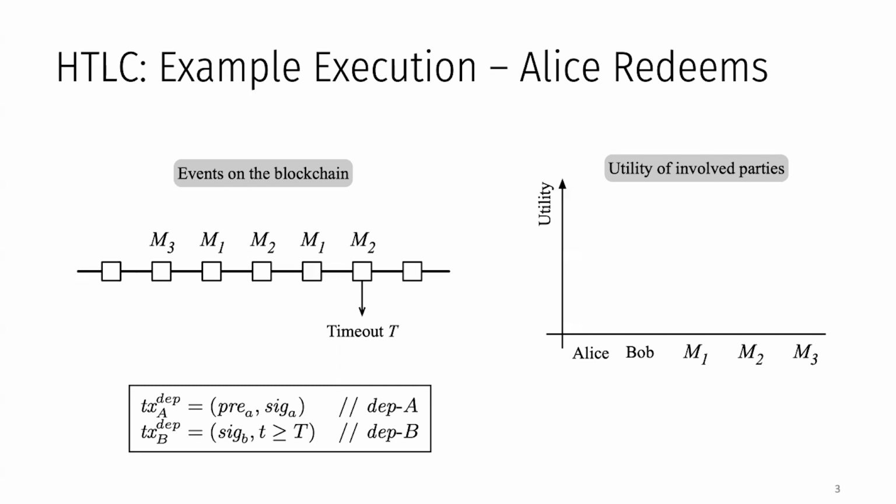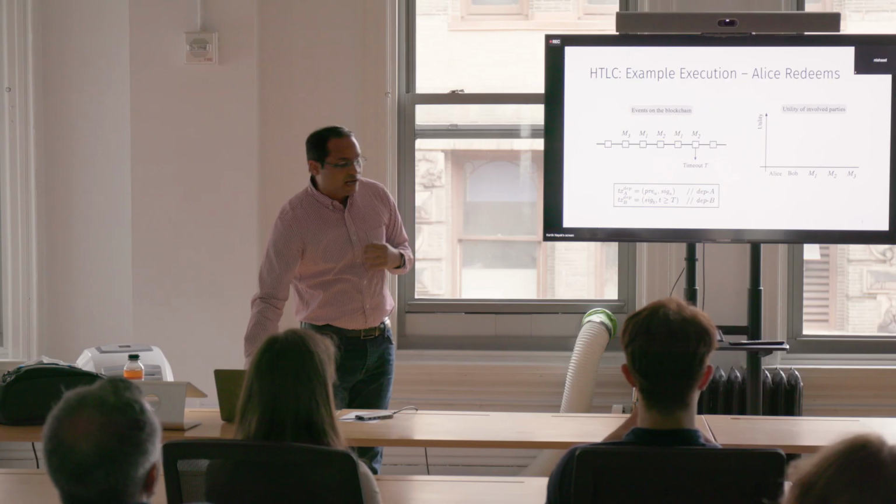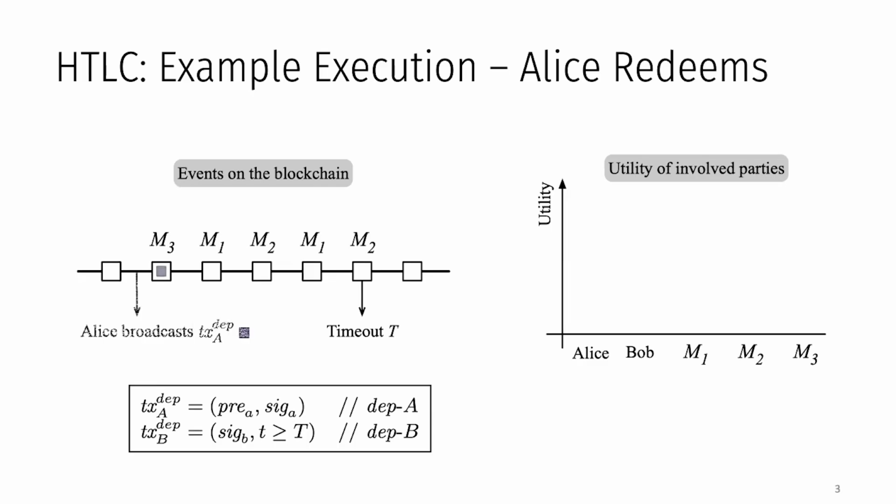On the left, you're seeing a blockchain, and I have marked which miner is going to mine which block on top of the block. The timeout T over here refers to the HTLC timeout. In a normal execution, when Alice is redeeming this money, you will have Alice broadcasting this TXDEP, this purple transaction that you see. It will be put on the chain by, let's say, the next miner, M3. And at the end of this, Alice would obtain VDEP tokens, and M3 would obtain some small transaction fees.